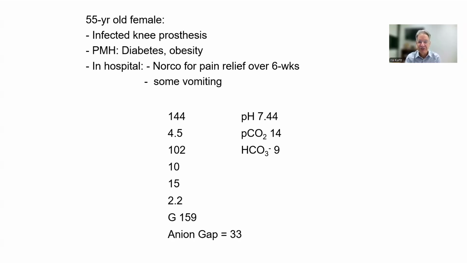Regarding her lab results, her sodium was slightly elevated. Her total CO2 was significantly decreased and was 10. She had an elevated creatinine of 2.2. Her blood sugar was slightly elevated, and she had a significant elevation in her anion gap of 33. Regarding her blood gases, her pH was 7.44, her PCO2 was 14, and she had a bicarbonate of 9.